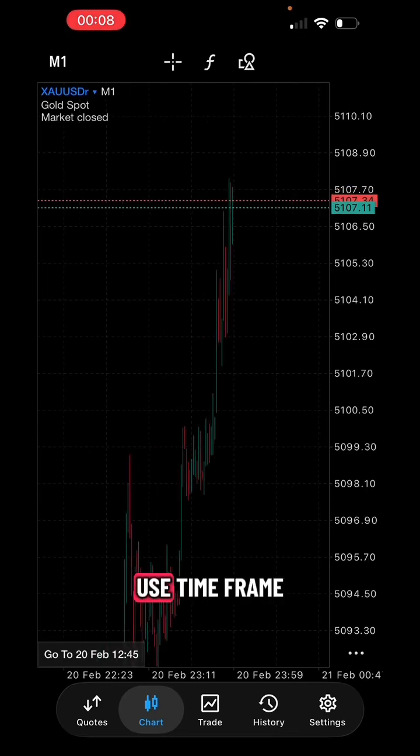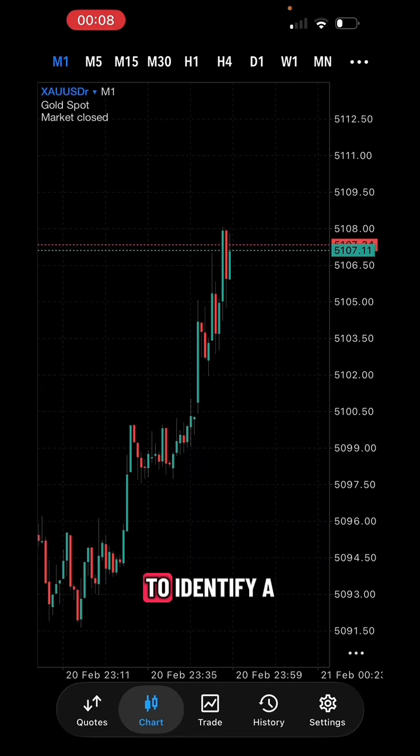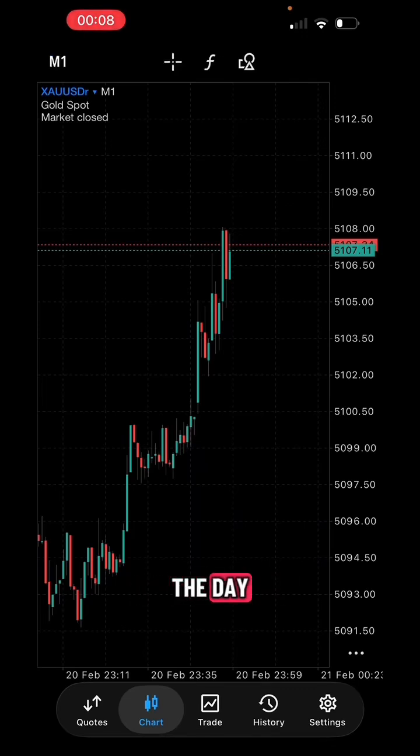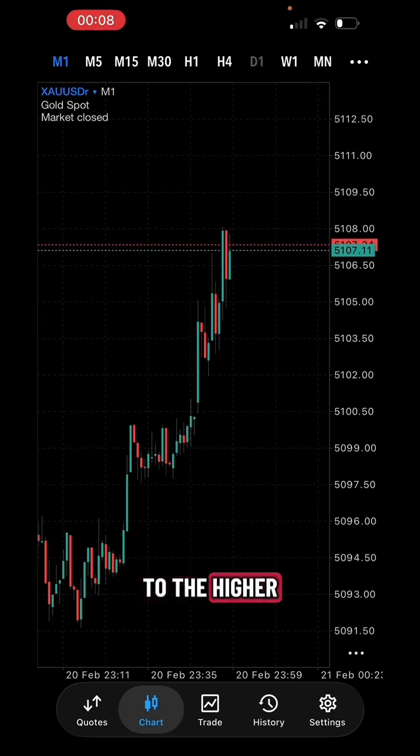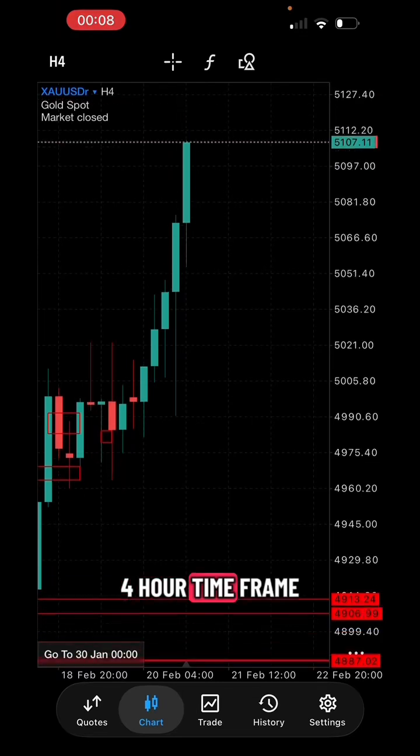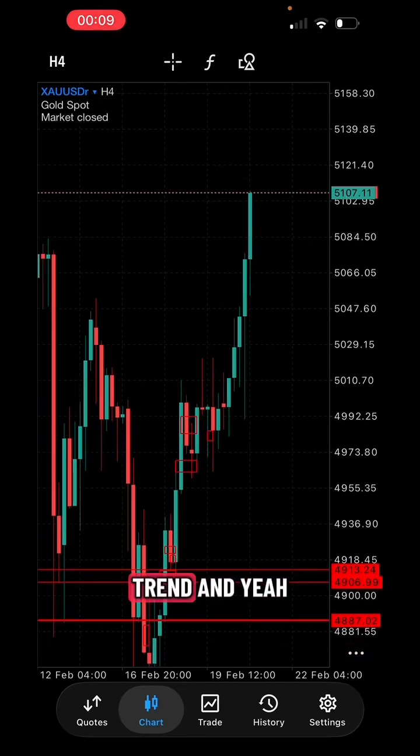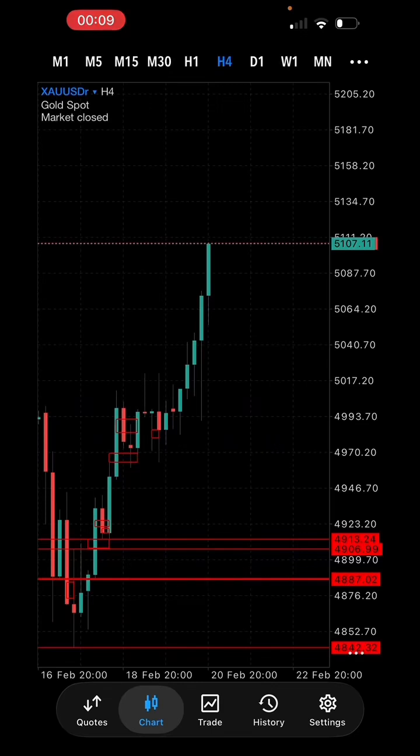So now how can you guys use time frame to your advantage? Like I was speaking about earlier, if we go back to trend, you can use these time frames to identify a trend that you can have for the day. So let's say we go on to the high time frames like a daily or the 4 hour time frame. These are what we call the higher time frames. If you guys look on these time frames, you can see that it's going in a strong uptrend, and that we most likely will be looking for buys.